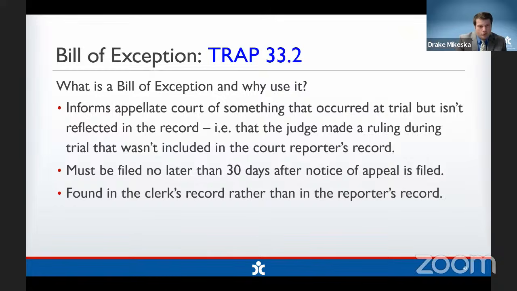If you are going to seek a bill of exception, it has to be filed no later than 30 days after your notice of appeal is filed. And again, it's part of the clerk's record rather than the reporter's record. And next slide, please.